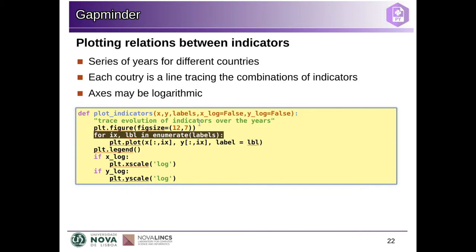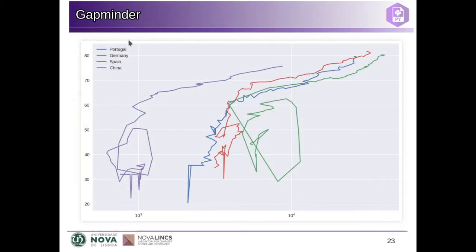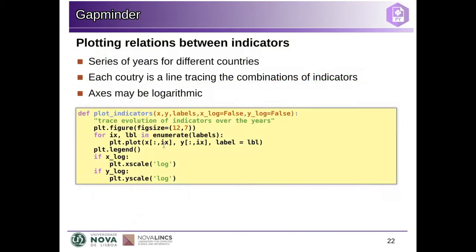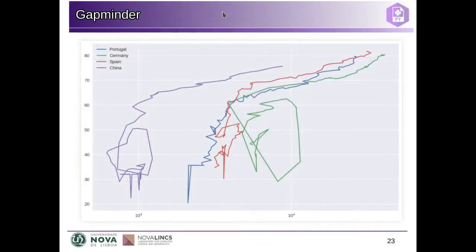So when we loop through these labels, we put each name as the label of each series. This is what is used by plot when we create the legend of the figure to put each color in the corresponding country. And also, if x log is true, we set the x axis on a logarithmic scale. If y log is true, we set the y axis on a logarithmic scale. Okay, so now let's see some examples.